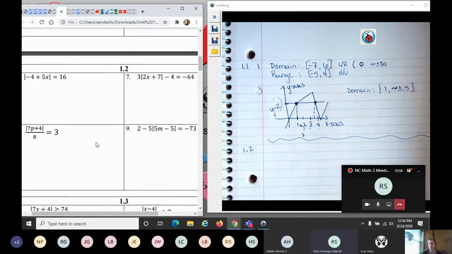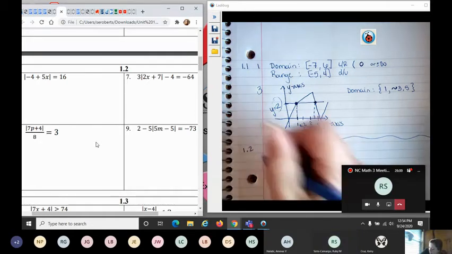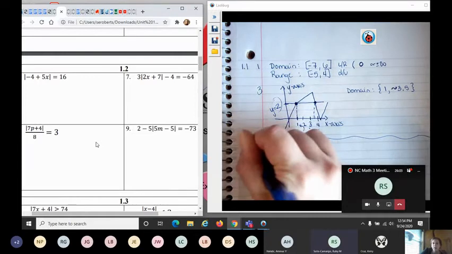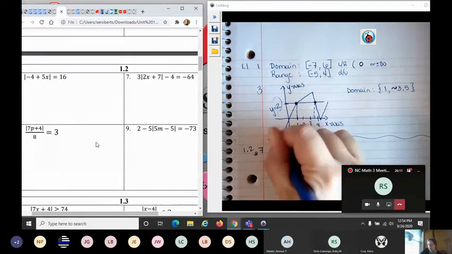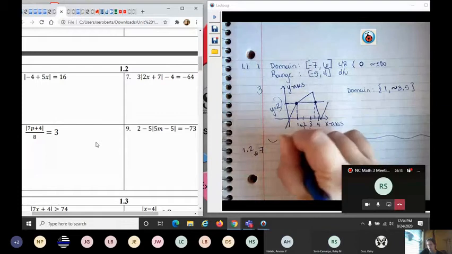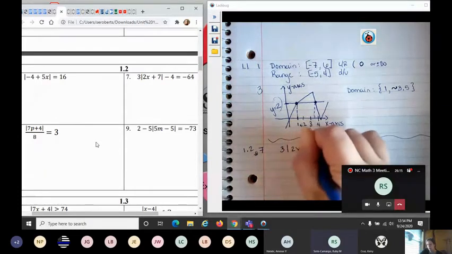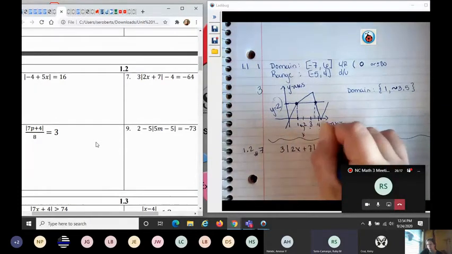Seven. Okay, so 7 looks challenging to you. So we're gonna do number 7. Okay, so we're solving this equation. Do you remember the first step in solving absolute value equations? Ruby?